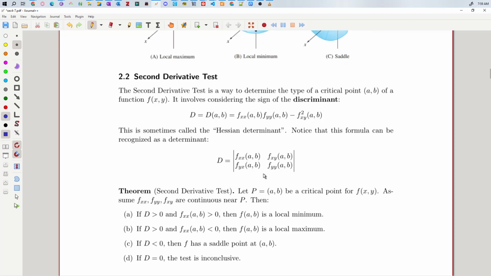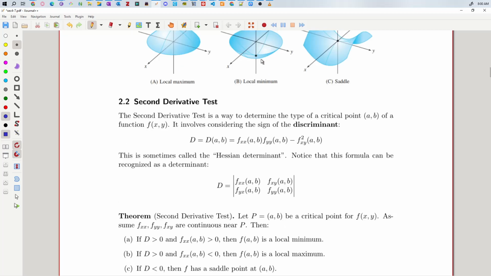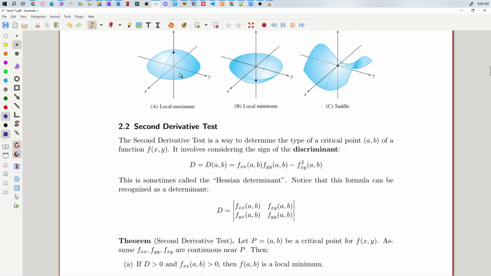So we need one additional test to see, is it concave up or concave down? That's what the second derivative in just the x direction does. Okay, so if it's greater than 0, then just as in the Calc 1 case, that indicates that we have a local minimum. And if instead the second derivative is negative, then just as in the Calc 1 case, that means that we have a local maximum.